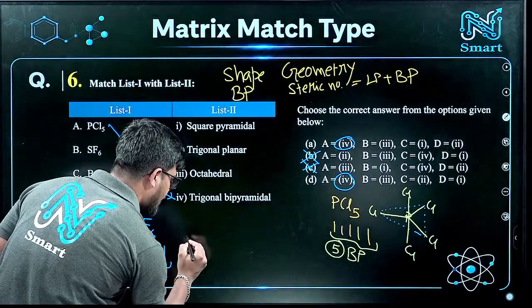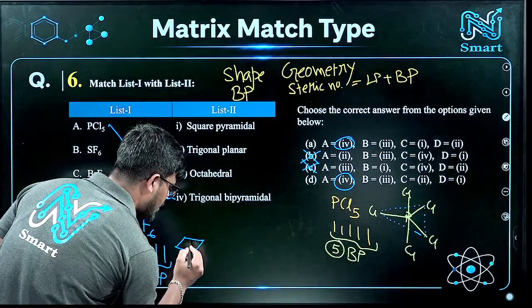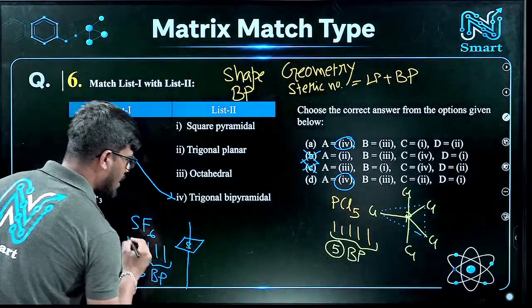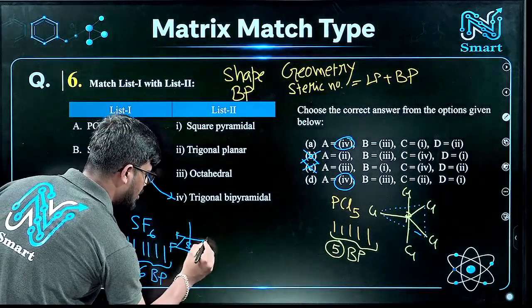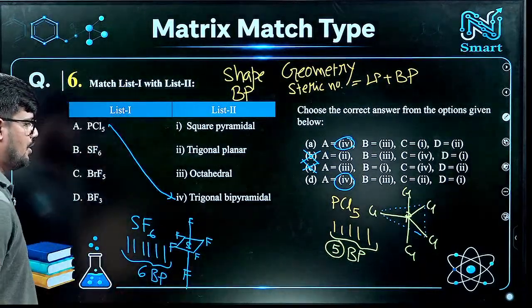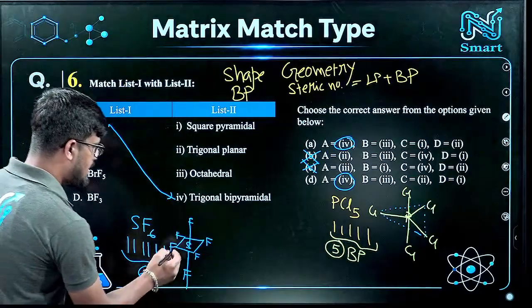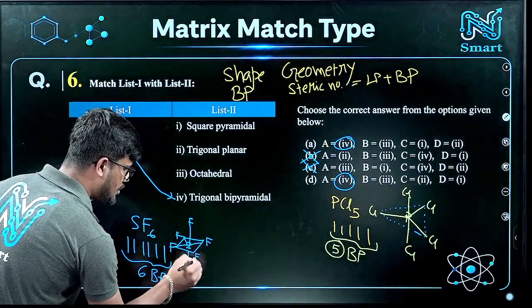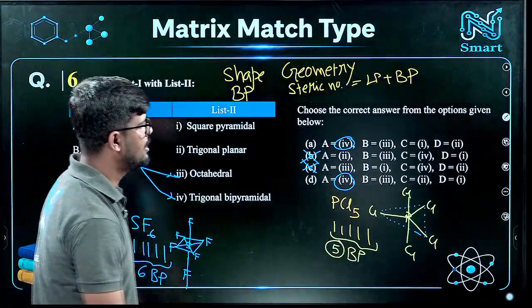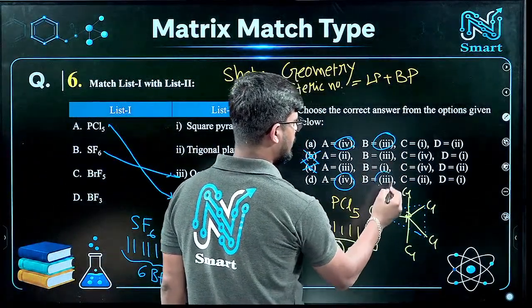So what geometry will you get? You will get octahedral, correct? At the center we have sulfur, and in all 6 positions we have fluorine. So this is the geometry of sulfur hexafluoride. It is octahedral. So B with 3. Okay.